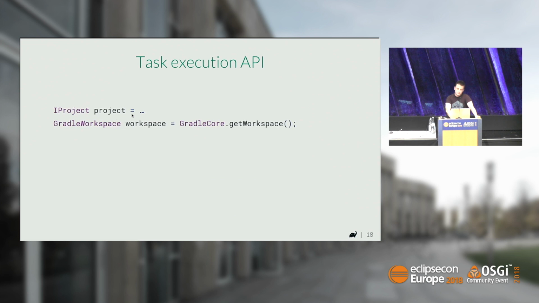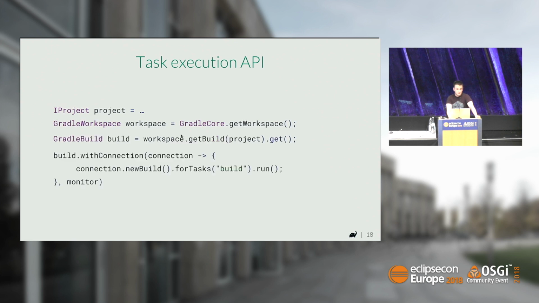How this API looks, it's very basic. You get the IProject in the usual way. You get the reference to the Gradle workspace, just like before. You get the Gradle build, just like before. And then the withConnection method takes a function which receives a project connection instance. And within this function, you can just write plain Tooling API code. So it's pretty simple, yet powerful.